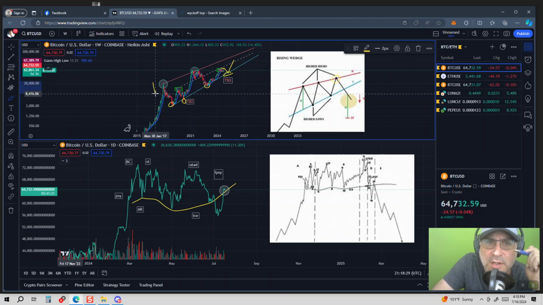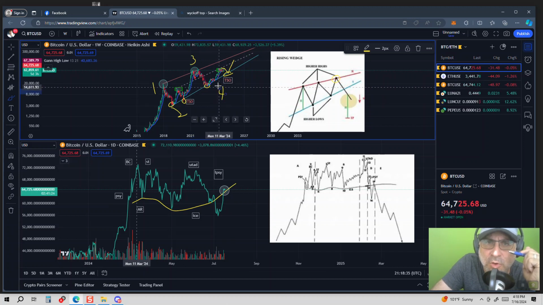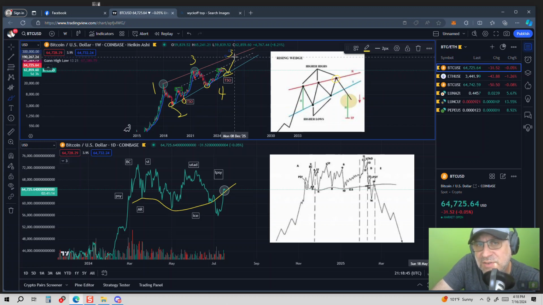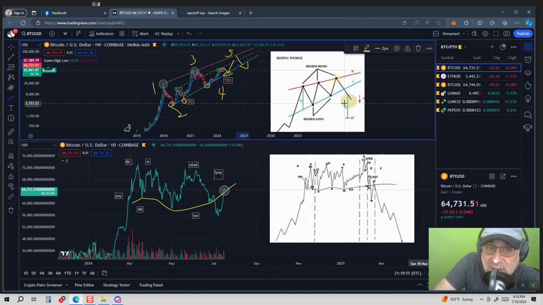So 1, 2, 3, 4. Remember, four is going to bifurcate just like 2, and then 5. And then from here, this could bring us up to like six-figure Bitcoin, 100,000 plus Bitcoin. And then from there, theoretically, we should go back down. How low, I don't know. This is kind of uncharted territory because it is a cryptocurrency.